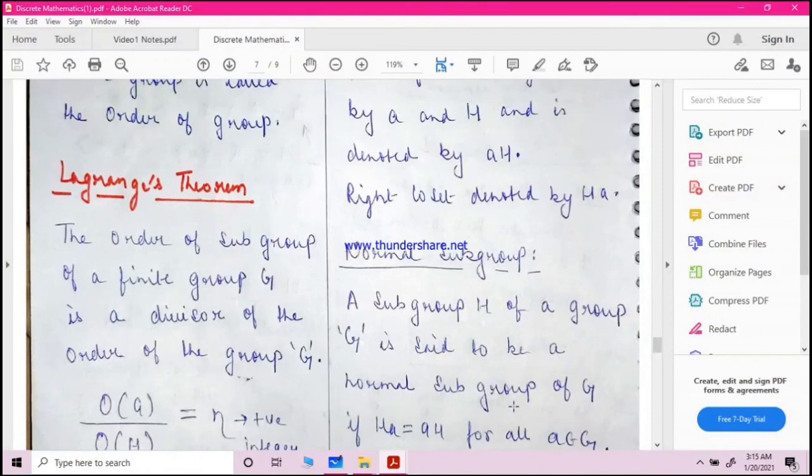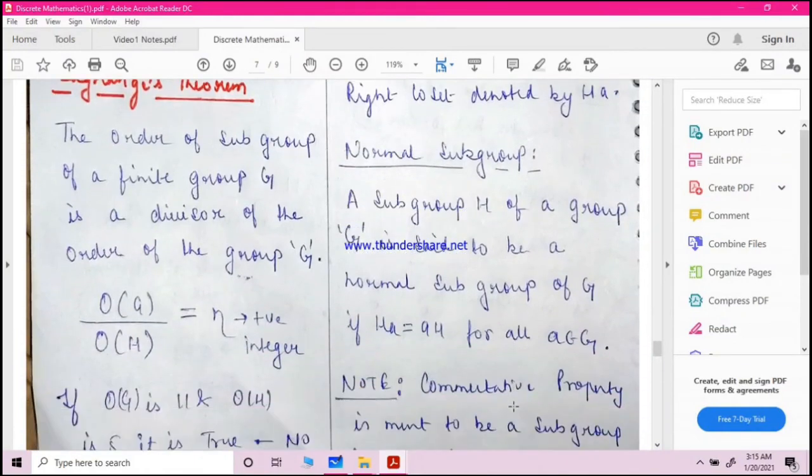Next is Lagrange theorem. The order of a subgroup of a finite group G is a divisor of the order of the group G. Means if you are dividing the order of the group by the order of the subgroup, you are getting a positive integer, and this is the Lagrange theorem.